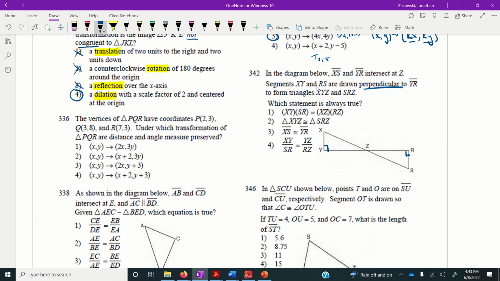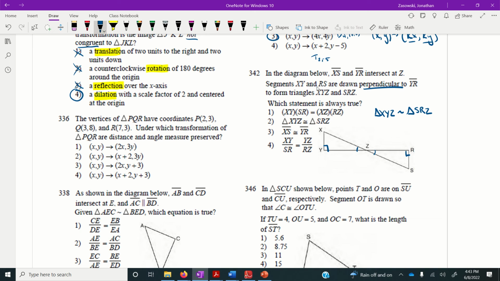Now remember, what else do we know about the triangles? Hopefully you're noticing that we have vertical angles. So therefore, triangle XYZ is similar to triangle. Now X is the same as S, Y is the same as R, and Z is the same as itself.